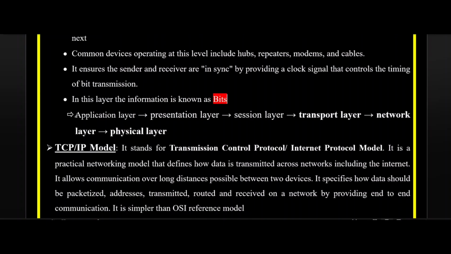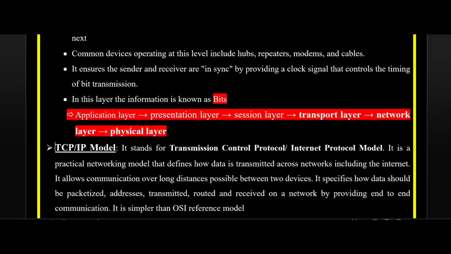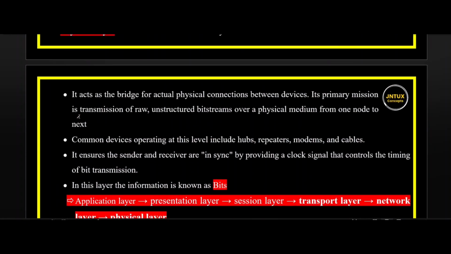So the flow of data happens in this particular way. In the OSI model, the data first goes through the application layer, then to the presentation layer, then to the session layer, then to the transport layer, and then to the network layer, and finally it reaches the physical layer. So till now we have completed what is meant by the OSI model. It has 7 layers, and we covered the functionalities and features of each layer, and what the data is called in each layer.